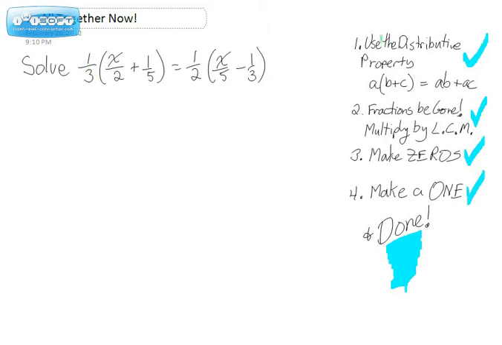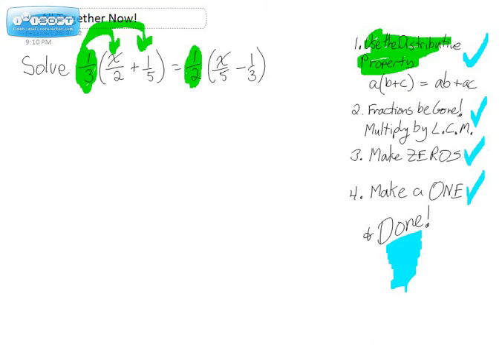First of all, I'm going to use a distributive property now. What I need to do is multiply 1/3 into the binomial using the distributive property. And then I'll multiply 1/2 into the other binomial using the distributive property again. Okay, keeping in mind signs.